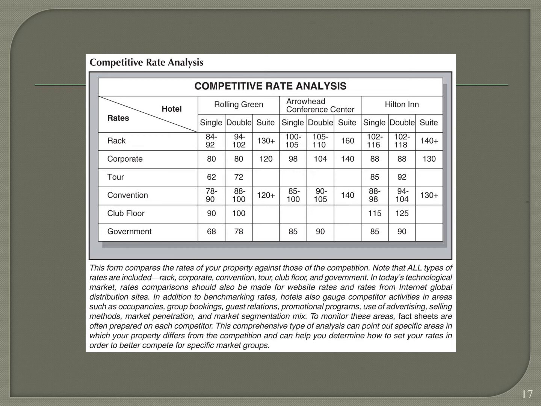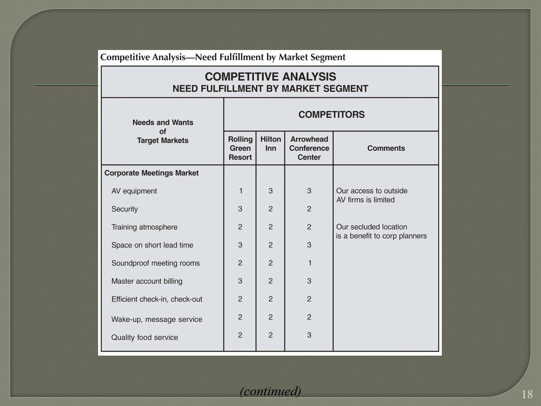There we go. All right, so now what we do is we rate ourselves against our competitors. Same 3 hotels: Rolling Green, Hilton, and Arrowhead. 3 is superior, 3 is the best. 1 is not so great, okay? So we go through all these different categories. There's more on the next slide we'll go through. And we rate ourselves. So Hilton has a 3 and Arrowhead has a 3. We have a 1. We comment that our access to outside AV firms is limited.